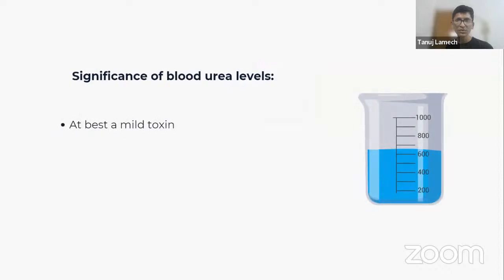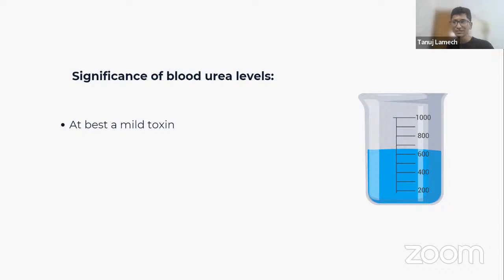Number 1 is that at best it is a mild toxin, because I told you they've loaded urea into the dialysate and nothing bad has happened to the patients. The second thing is the very fact that urea is allowed to build up to such an extent. For example, if somebody is very uremic, normal creatinine is 1 milligram per deciliter. Once their creatinine touches 15, they automatically become very symptomatic. So 15 itself is very toxic when it comes to creatinine.